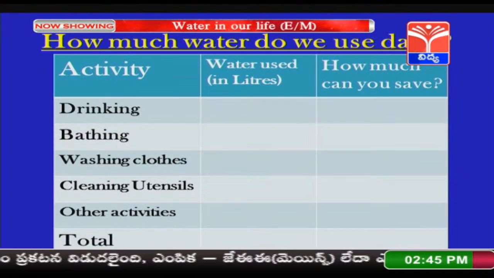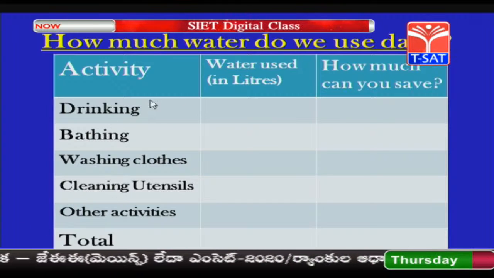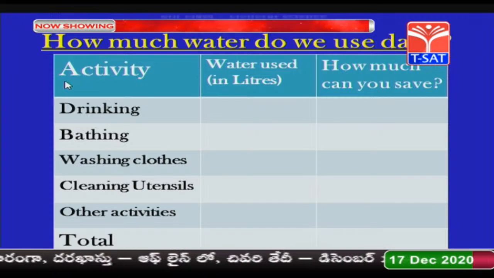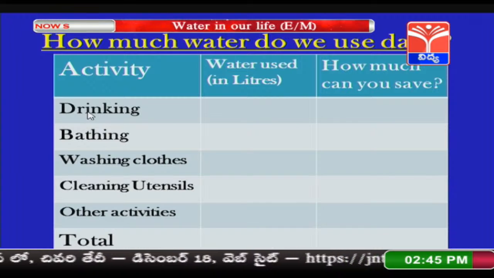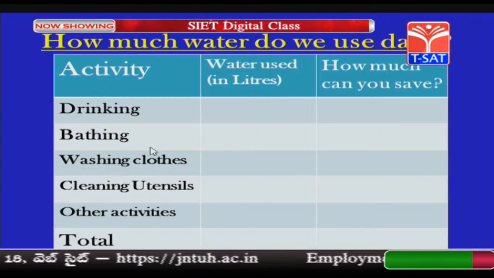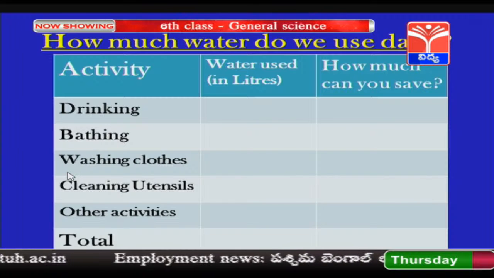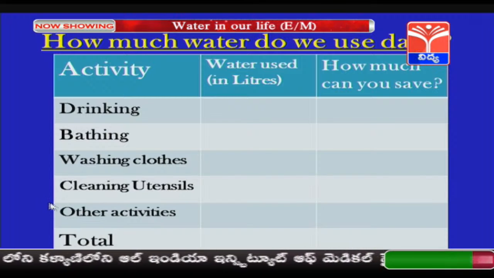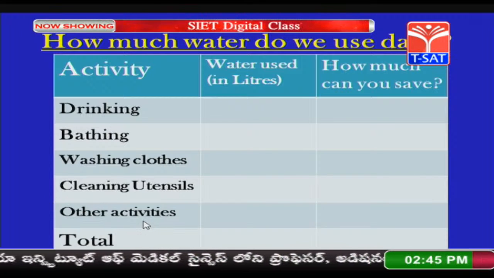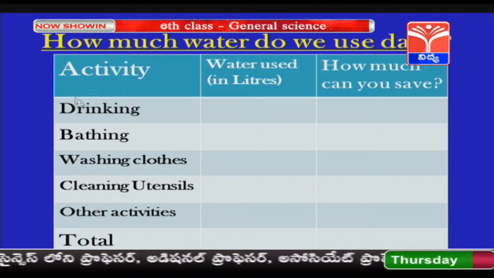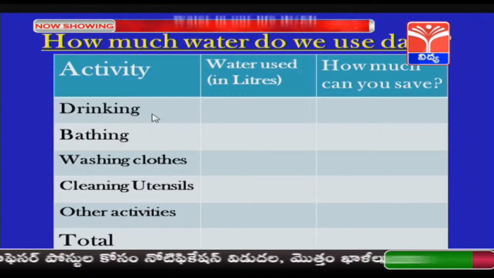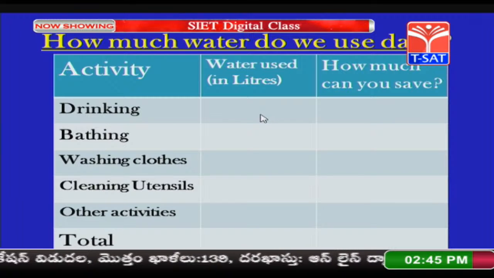Children, shall I give you a project? For doing this project, we have to find out how much water we use daily. So, for this we do certain activities in our day to day life, children. These are the activities which we are doing. We drink water, we use water for bathing, and we also use water for washing clothes, cleaning utensils and some other activities like flushing the toilets, right children? So, what you all can do is measure the amount of water which is used by you in your house in a day.